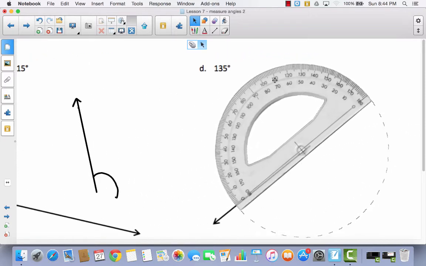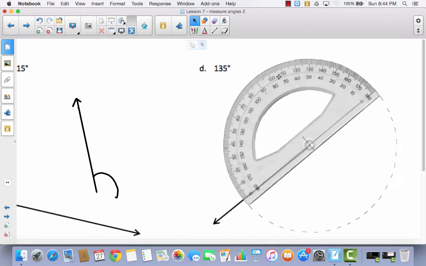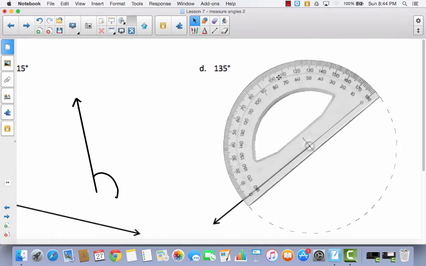Okay, so I'm going to line up my protractor around the vertex just like this, and I'm looking for 135 degrees. So if this is 0, and I say 10, 20, 30, 40, 50, 60, 70, 80, 90, 100, 110, 120, 130, here is my 135. So you take your pencil and you make a mark for 135 right here.